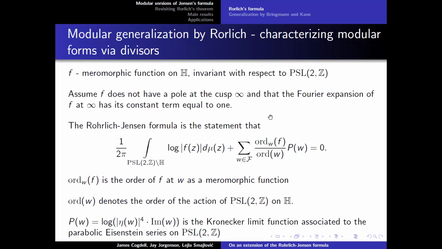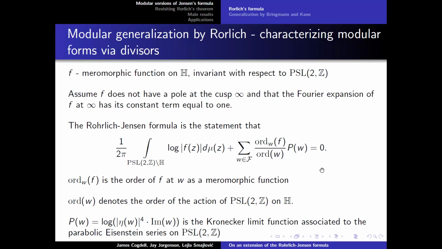and such that its Fourier expansion is normalized, so the constant term at infinity is equal to 1, then the Rohrlich-Jensen formula states that the integral over the fundamental domain of the logarithm of the absolute value of our function f, integrated against the measure mu, which is just the usual hyperbolic measure dx dy divided by y squared, plus the sum over divisors of the function f of the Kronecker limit function is equal to 0.